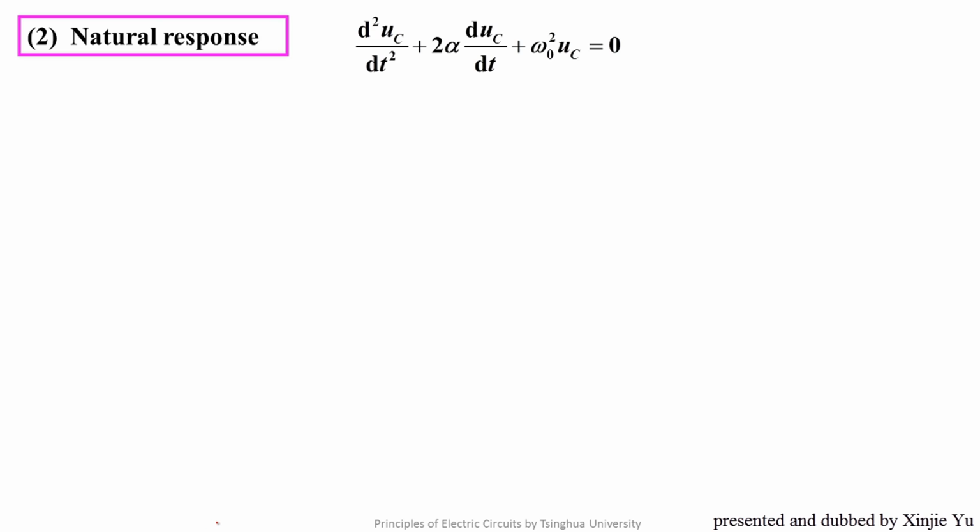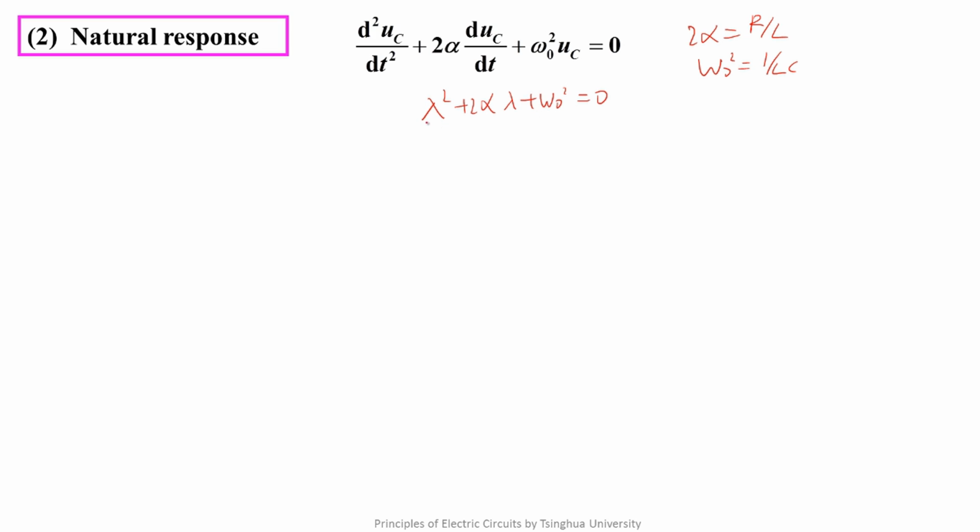Next, we will analyze such an equation where 2 alpha equals R over L and omega 0 square equals 1 over LC. Its characteristic equation is lambda square plus 2 alpha lambda plus omega 0 square equals 0. Since it's an algebraic equation about lambda, its solution may have several different forms.